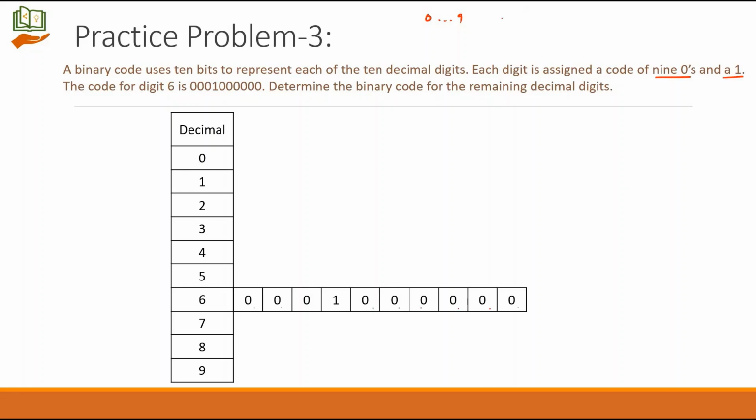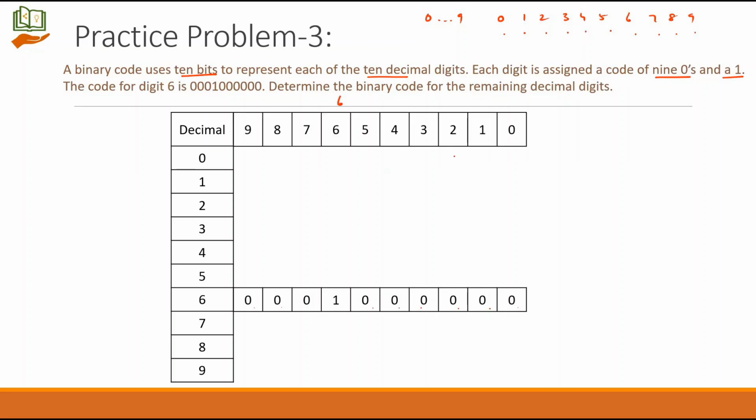We have 10 digits 0, 1, 2, 3, 4, 5, 6, 7, 8, 9. So 10 decimal digits are represented by 10 bits. And they say every digit is assigned a code of 9 zeros and 1 in the binary code. The digit has only 1 in this place. Obviously, this digit should be 6. So the code can be written in this way: 0, 1, 2, 3, 4, 5, 6, 7, 8, 9. So directly in the column which has 6, they have placed a 1. So this is how we have to interpret from the question.